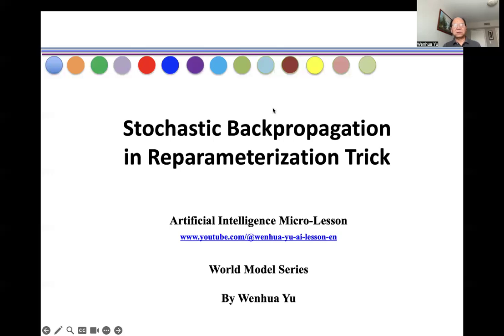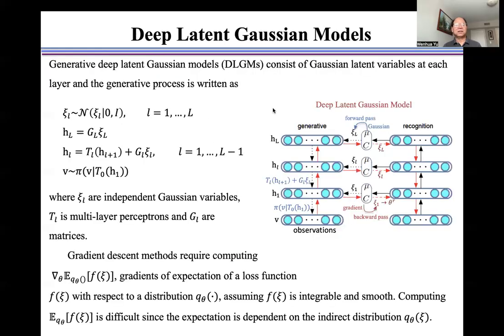In this video, I introduce stochastic backpropagation and the reparameterization trick. Generative deep latent Gaussian models consist of Gaussian latent variables at each layer, and the generative process is written here and explained in this figure, where ξ_l are independent Gaussian variables, T_l are multi-layer perceptrons, and G_l are matrices.